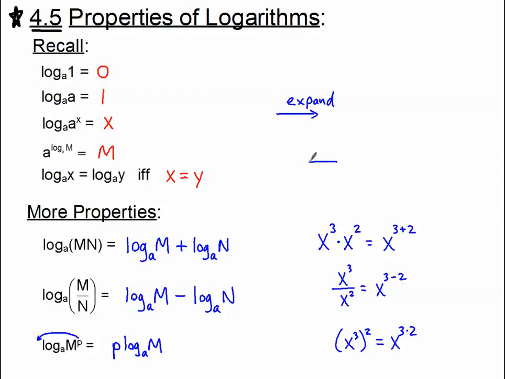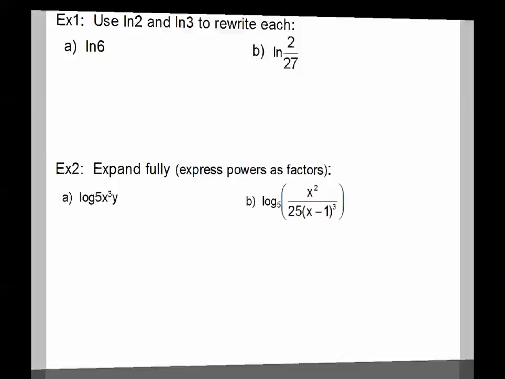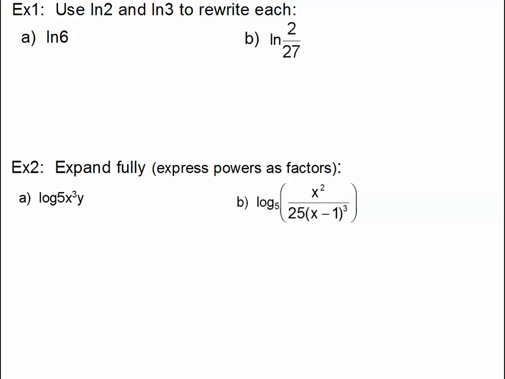When we use the properties this way, we are condensing. Those are going to be the 2 verbs that I use, expanding and condensing. So when we use these properties this way, we are expanding, and when we use them backwards, we are condensing. So let's use this idea and play a little game here in example 1.